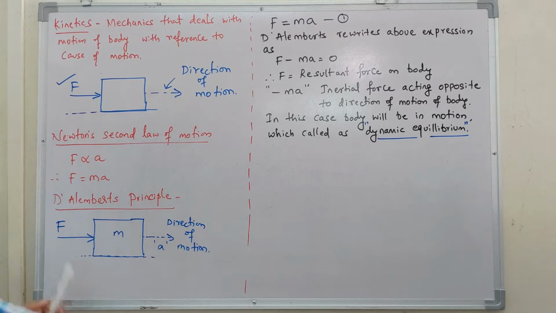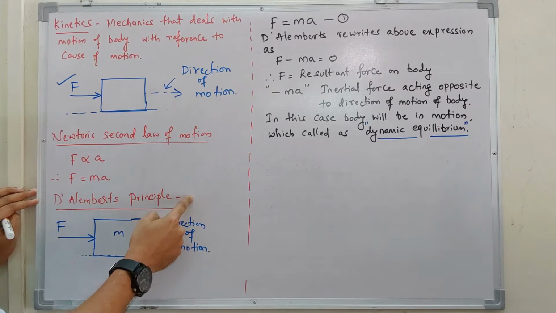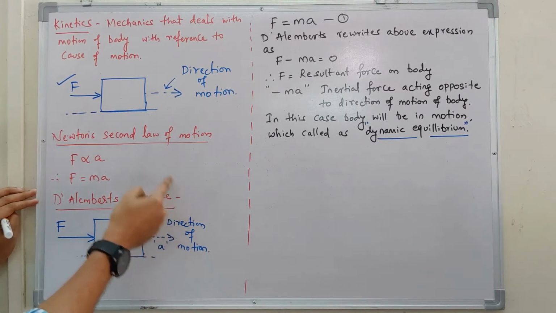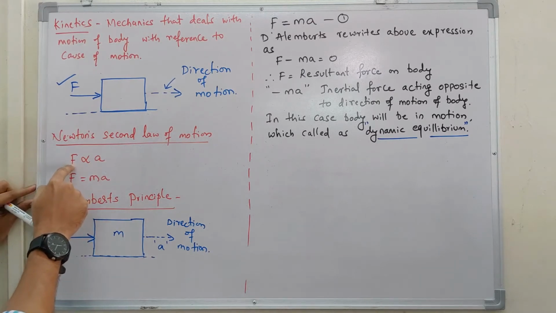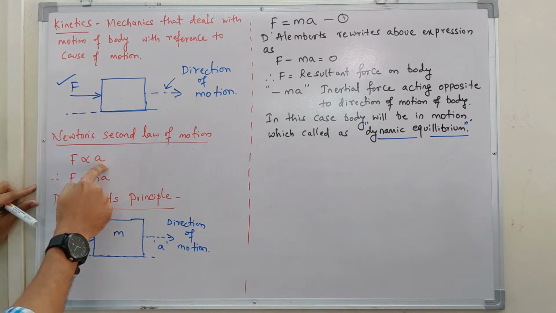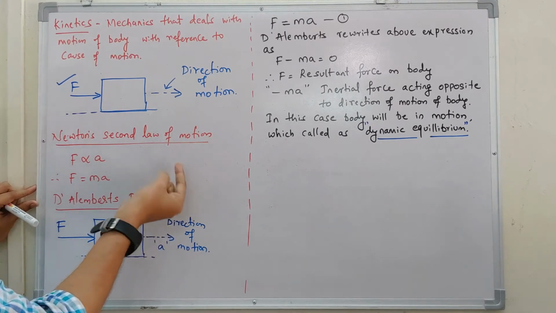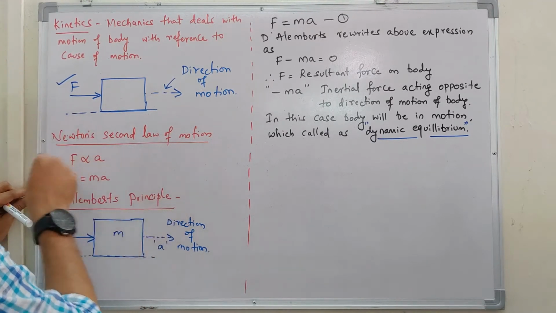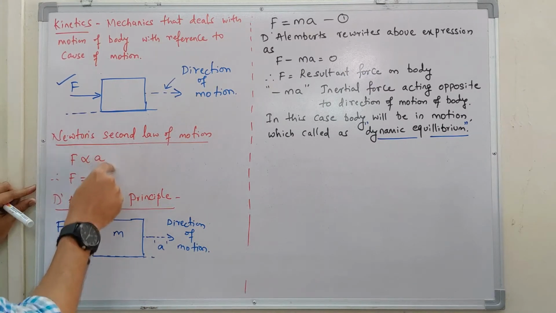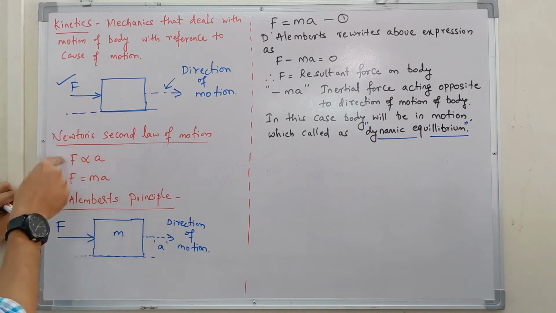Now in kinetics, there is one important principle you will be studying, that is D'Alembert's principle. Before understanding D'Alembert's principle, we'll quickly brief Newton's second law of motion, which says force is directly proportional to the acceleration, or in simple terms, the rate of change of momentum on a body is directly proportional to the force applied on the body. If the rate of change of momentum is very low, the force applied will be less. If the rate of change of momentum is high, the force applied will be very high. It means acceleration is directly proportional to the force applied.